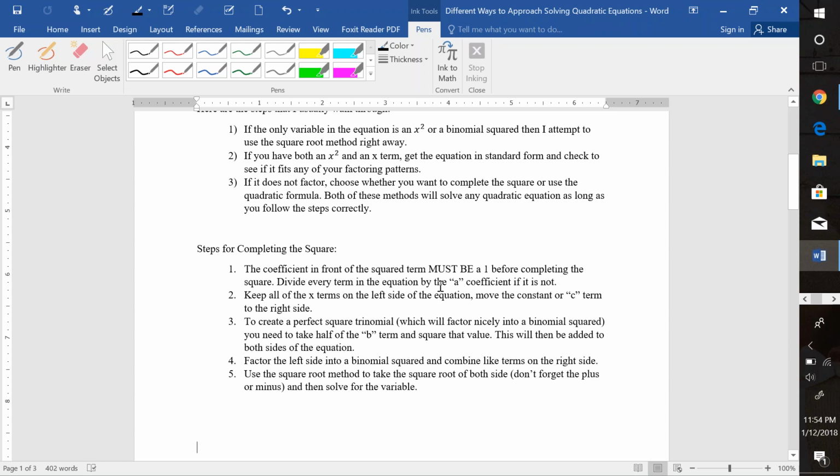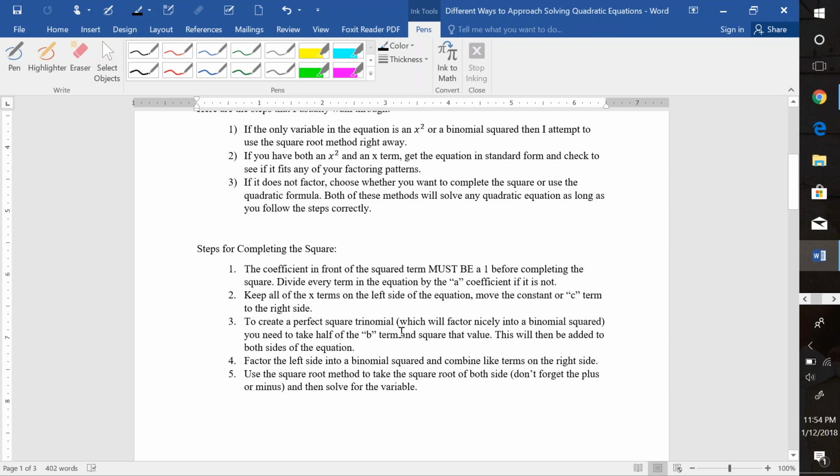So if it's like a 2x squared, you're going to have to divide everything in the equation by 2 first. Then we're going to do what we call separating so that we can create that perfect square trinomial. So we're going to keep anything that has an x or the y or whatever variable we're using on the left side of the equation. The c term, or the constant, is going to be moved to the right.